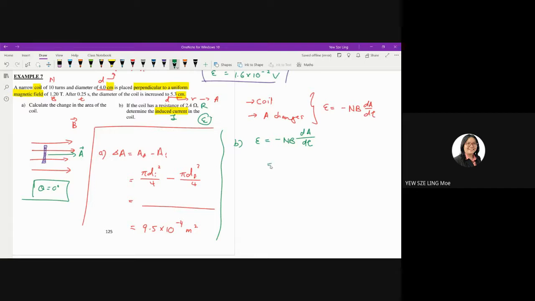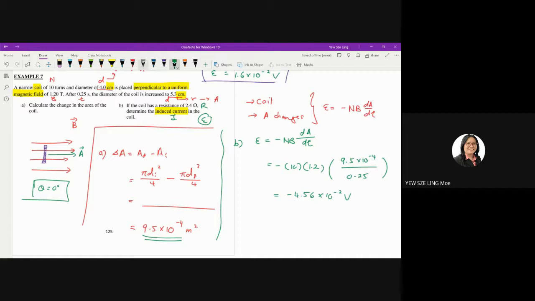So it then equals negative 10, and then B is given as 1.2. dA was already calculated in question A, so 9.5 times 10 to the power of -4, over the time given, 0.25. So EMF is negative 4.56 times 10 to the power of negative 2 volt.